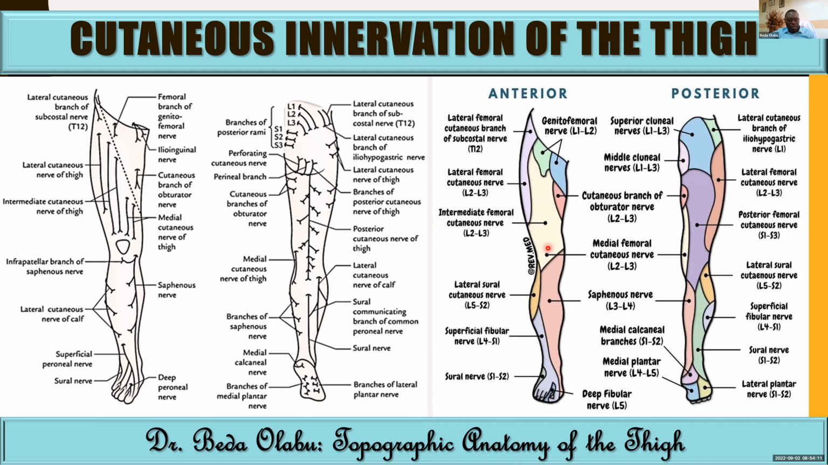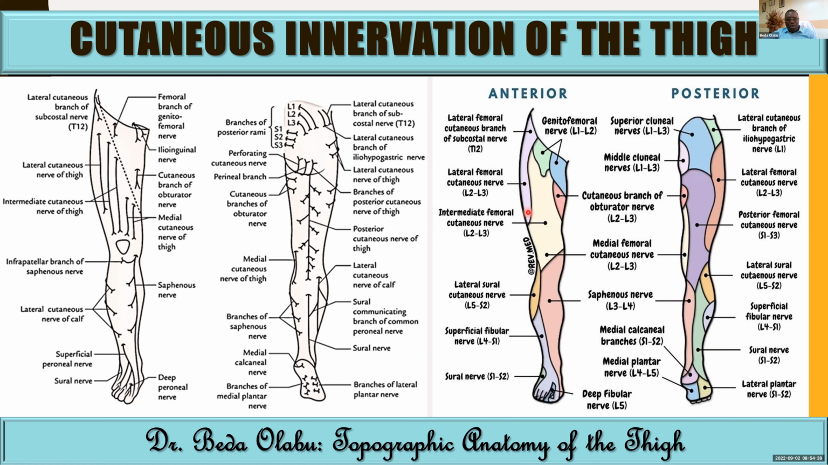How about the skin of the lateral thigh? The skin of the lateral thigh is supplied largely by this independent nerve, the lateral cutaneous nerve of the thigh. The lateral cutaneous nerve of the thigh is an L2, L3 nerve, and so it supplies the skin of the lateral thigh, with L2 being slightly on the upper part and L3 on the lower part.